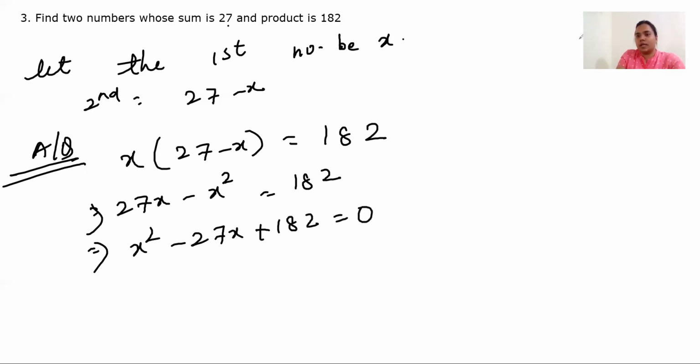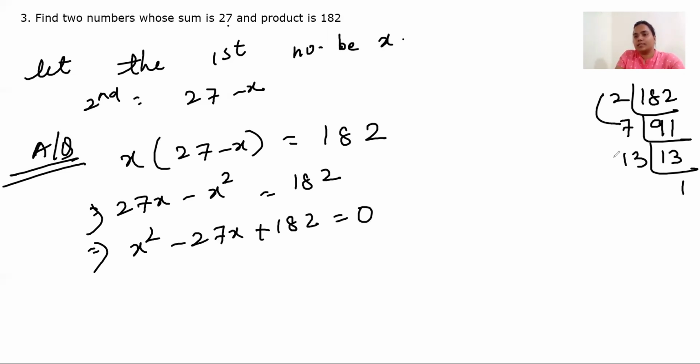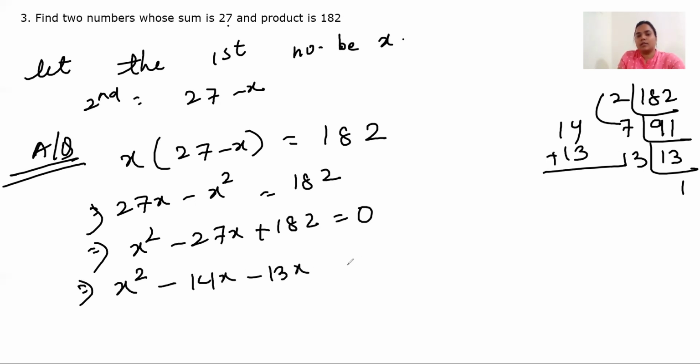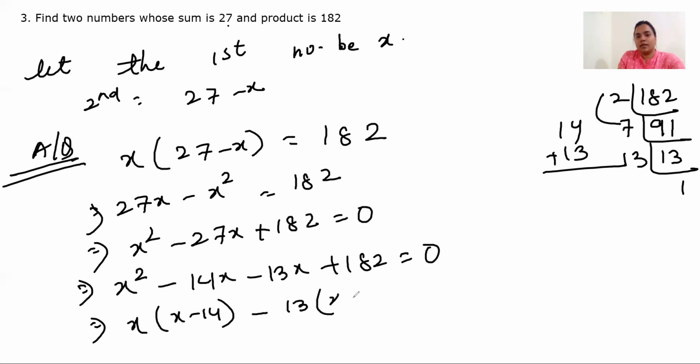I have to factorize 182. 2 nines are 18, 2 ones are 2. 7 into 13 is 91. So my factors are 2, 7 and 13. I can easily get this: 14 plus 13 is 27. So this implies that x square minus 14x minus 13x plus 182 is equal to 0. x minus 14, x minus 13.